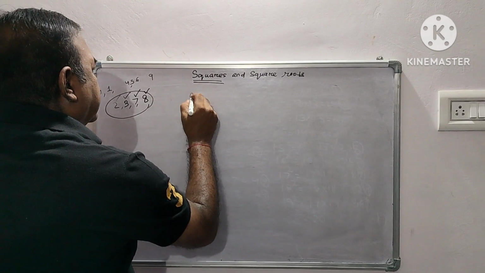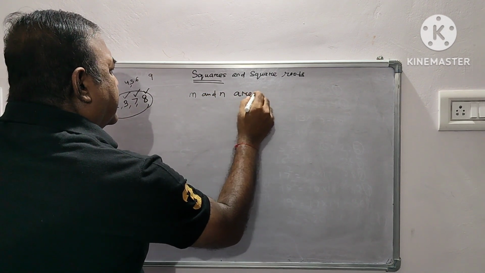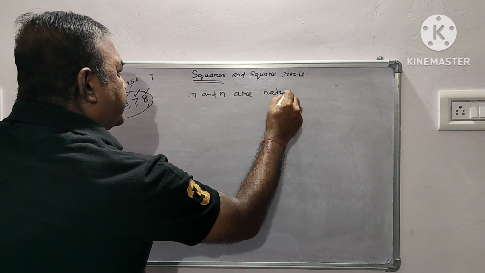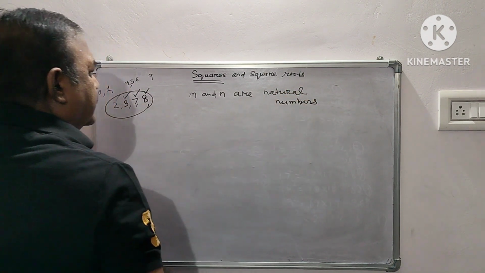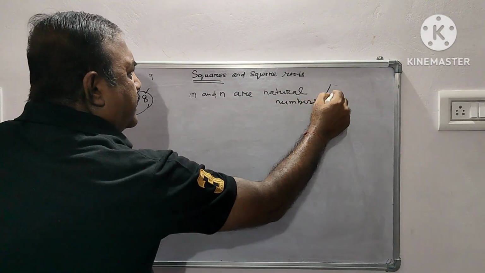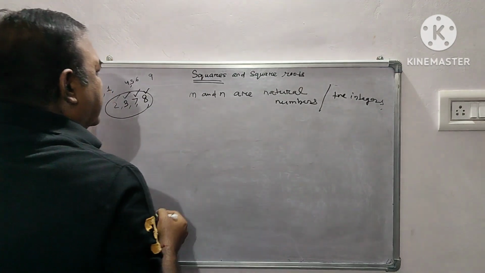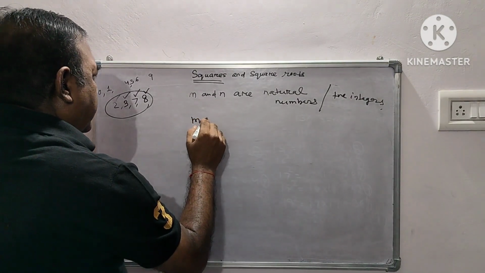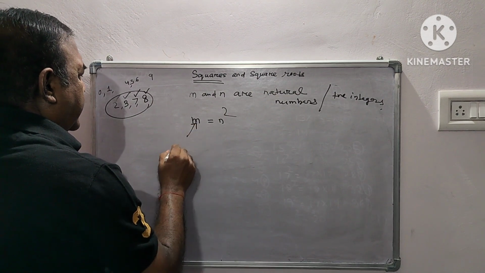So suppose m and n are natural numbers. Or you may call them positive integers. And if m is equal to n square, then m is a square number.